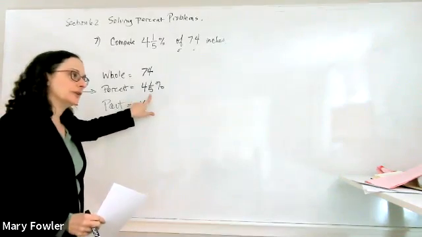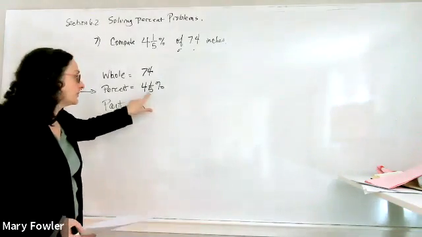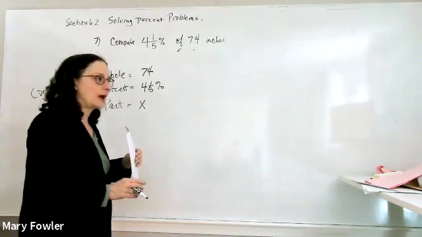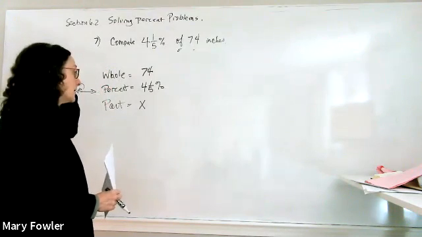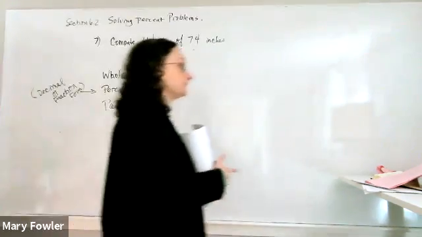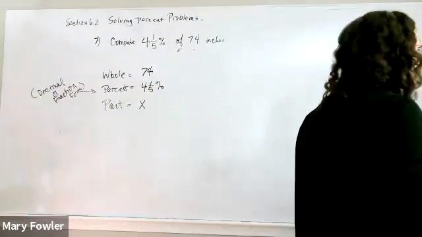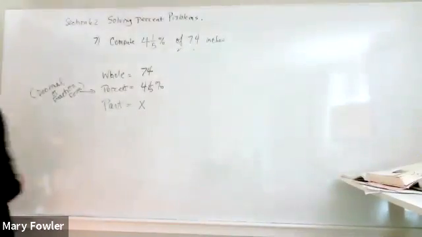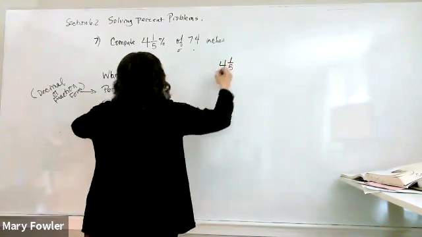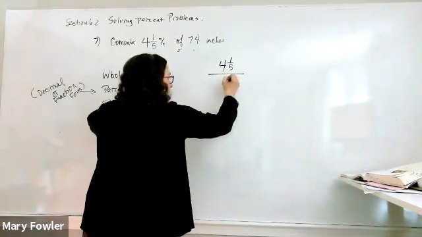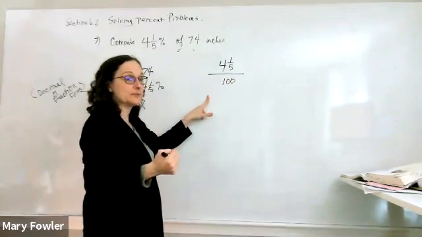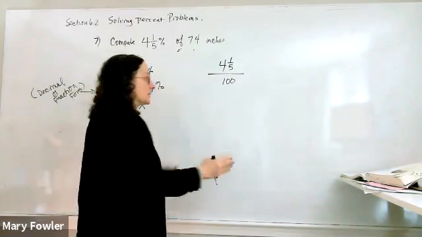So I want to transition this, and because it's in fraction form, let me transition this into a fraction. So 4 1/5%. So it's 4 1/5 divided by 100, because that's what the percent stands for. You divide by 100. That's what it means.